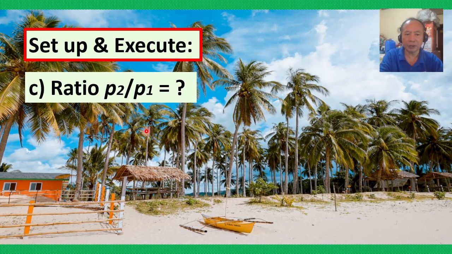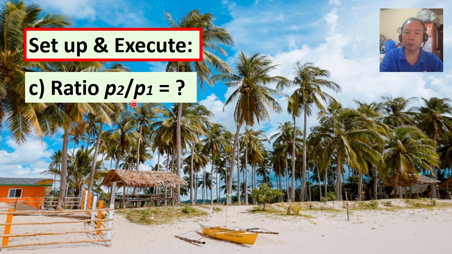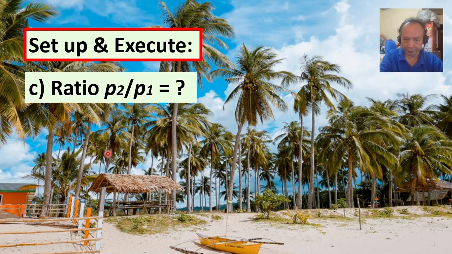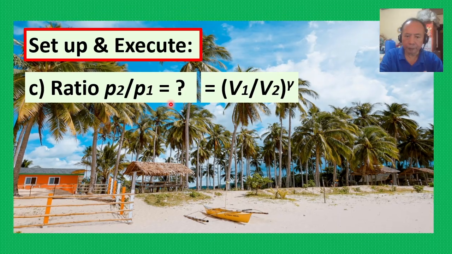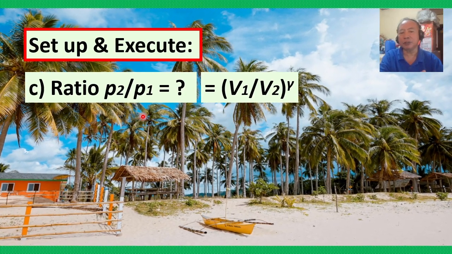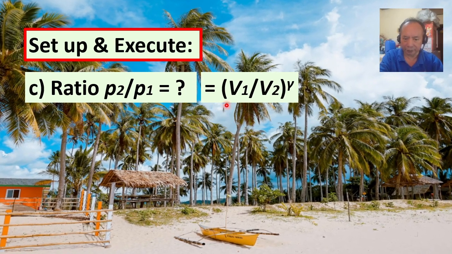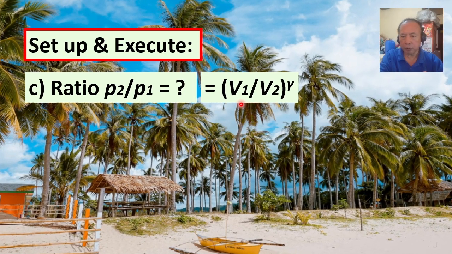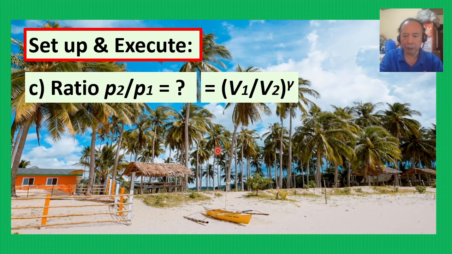Last but not the least, in part C, what is the ratio of the gas pressure P2 to the gas pressure P1? So, another derived equation that relates the pressure ratio with the volume ratio is given here. P2 over P1 is equal to the ratio V1 over V2 raised to the power gamma.